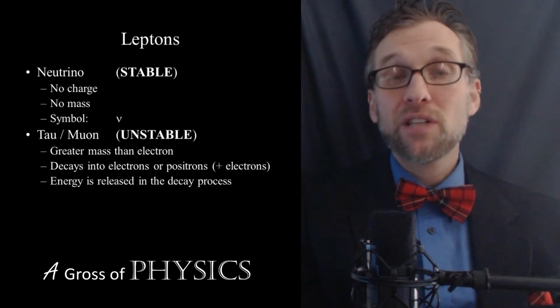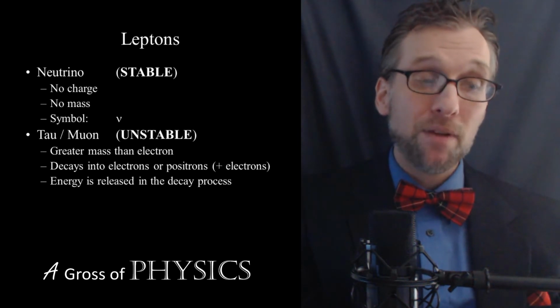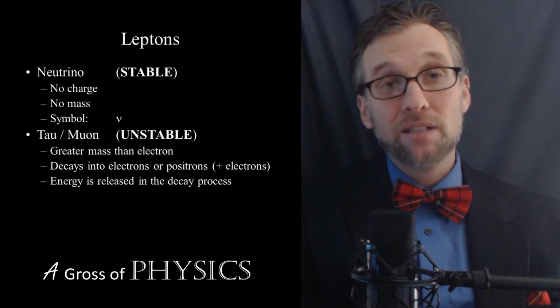Now, when we have our chart of our subatomic particles, we have matter at the top. We have the hadron and the leptons below that.